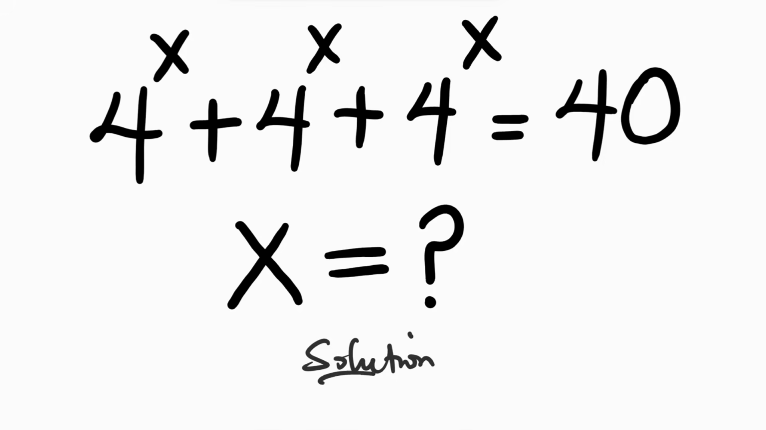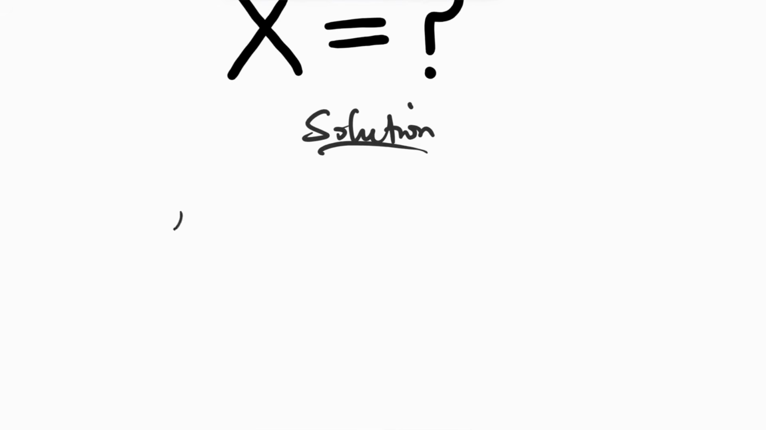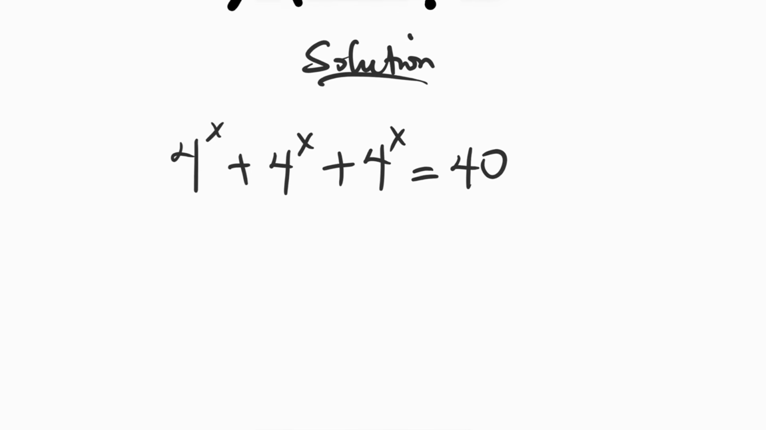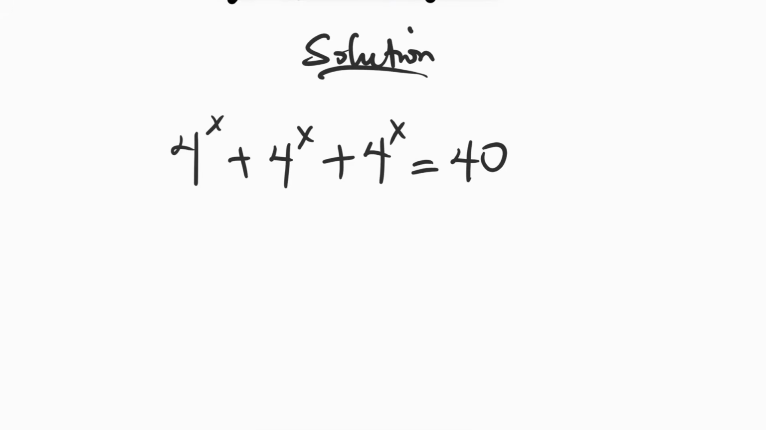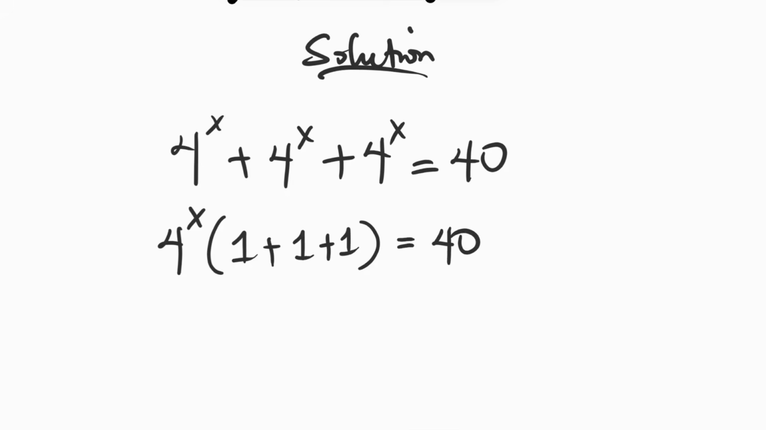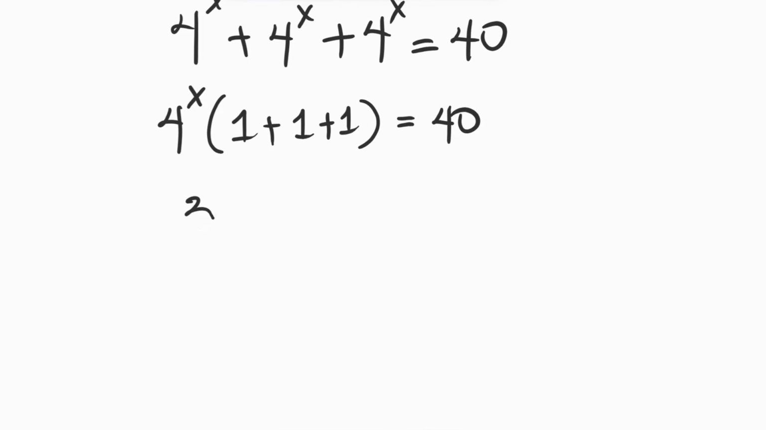Solution: 4 raised to the power x plus 4 raised to the power x plus 4 raised to the power x is equal to 40. Okay, so let us find x. We can factor out 4 raised to the power x on the left hand side. So we have 4 raised to the power x times (1 plus 1 plus 1) equals 40. So we have 3 times 4 raised to the power x equals 40.